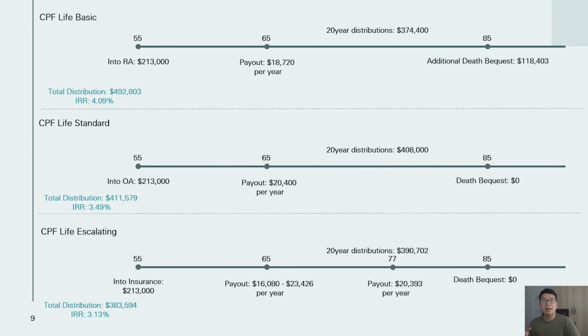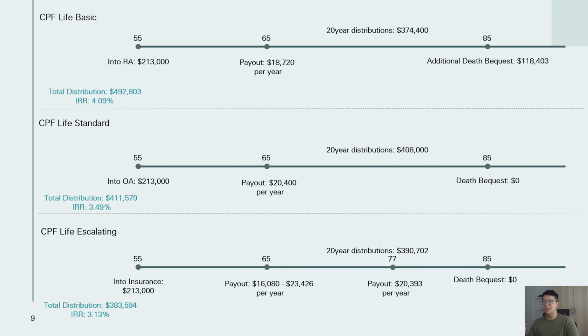For the CPF Life escalating plan, at 65, you get $16,000, and at 85 years old, you get $23,000 a year. So the 20-year distribution is about $390,000, and the death bequest again at 85 is $0. One thing to take note about the escalating plan is that you only catch up to the standard plan in terms of yearly distributions at 77 years old. As you can see over here, at 77 you will get a yearly payout of $20,393. So it just about catches up to the CPF Life standard plan, where you get a $20,400 yearly payout instead.